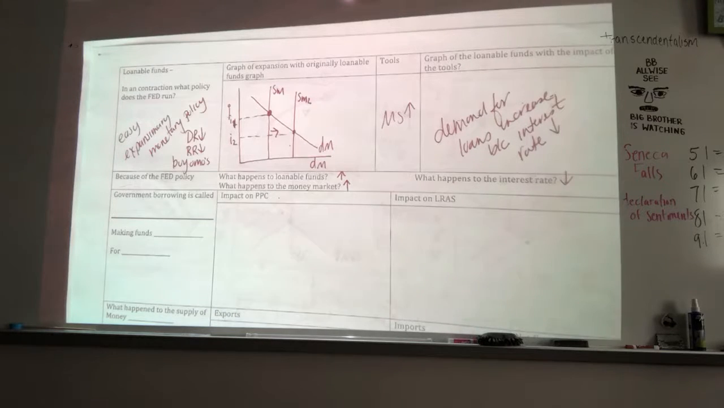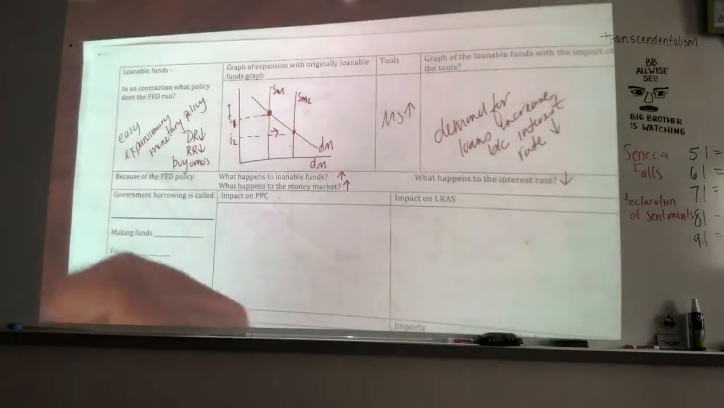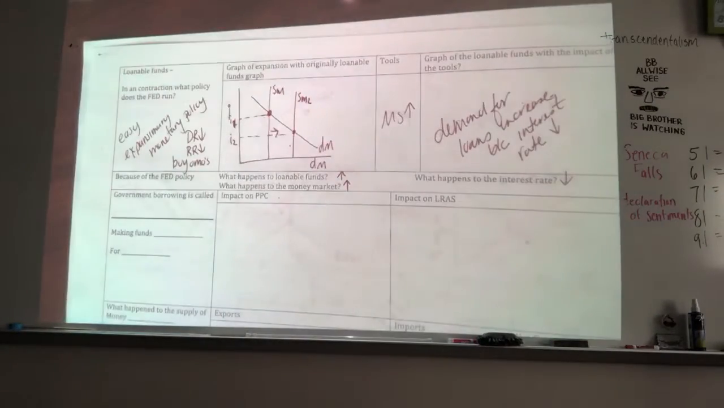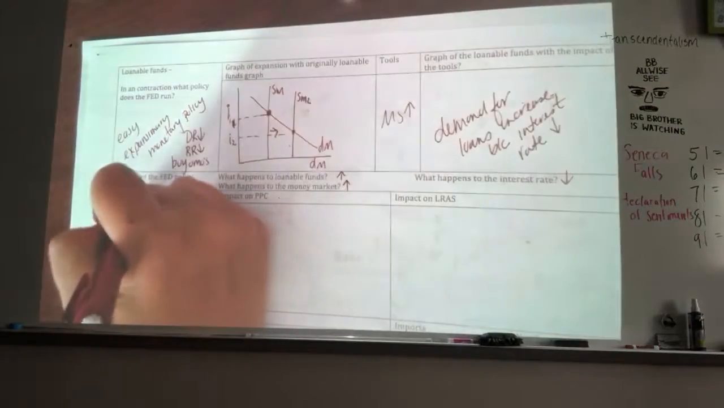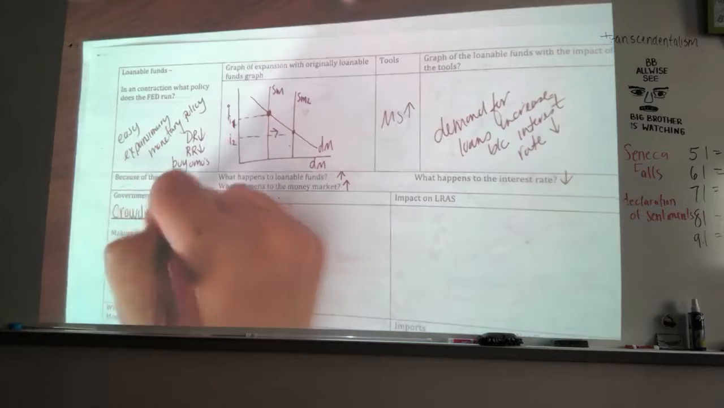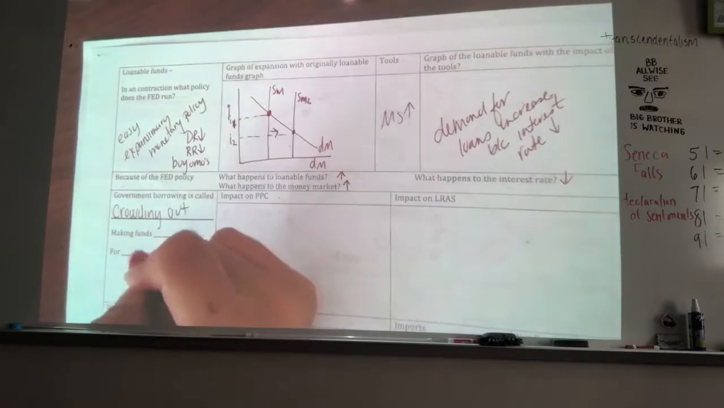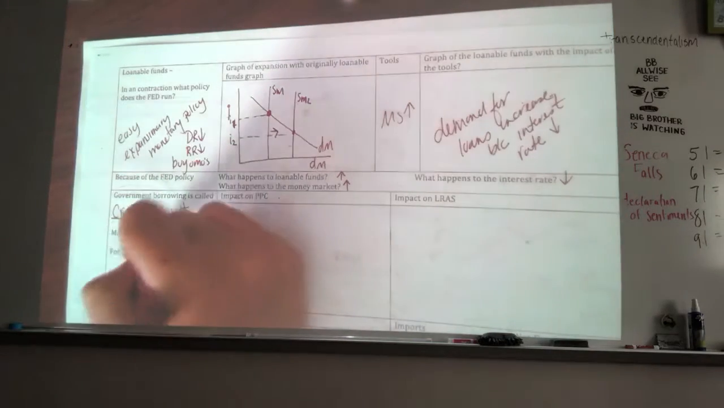So the government needs to spend in this area, right? Does the government put its hand in the bucket, or does the government take its hand out of it? It puts its hand in, right? So that's called crowding out or crowding in? Crowding out. It makes funds available or unavailable? Unavailable.